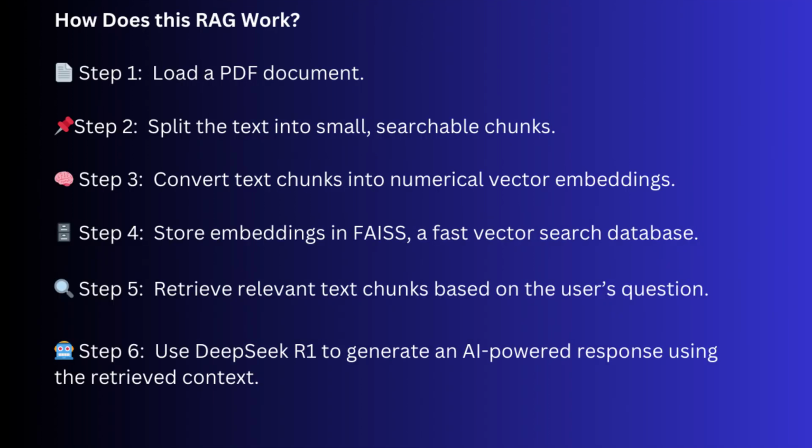How does this RAG work? These are the steps of how the RAG works. In the first step, it loads the PDF document, then splits the text into smaller searchable chunks. Then it converts these text chunks into numerical vector embeddings and stores them in a FAISS vector database. Based on the user's question, it retrieves relevant text chunks. Then finally, using the DeepSeek R1 model, it generates a response. That is the whole process of this RAG.